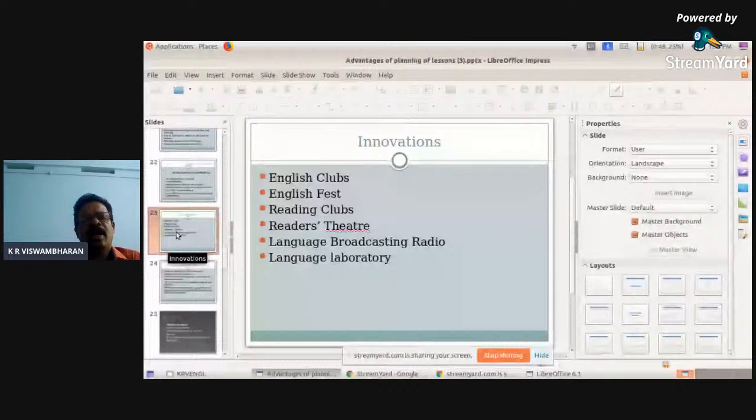Share the materials for parents, mothers, to improve reading. Reading clubs can organize a lot of innovative activities under their leadership. Another important thing is this is also a responsibility.